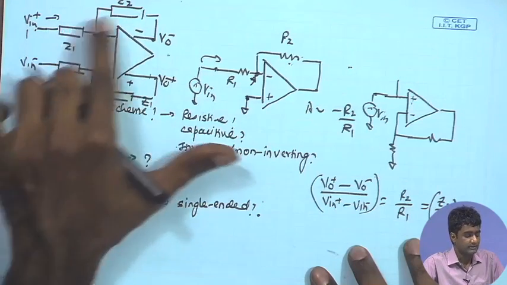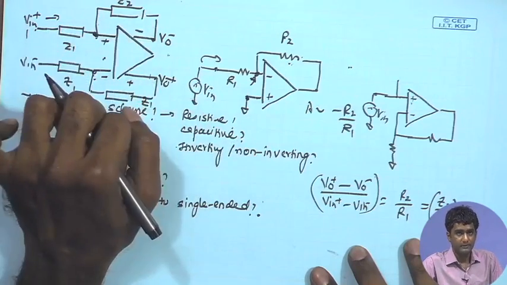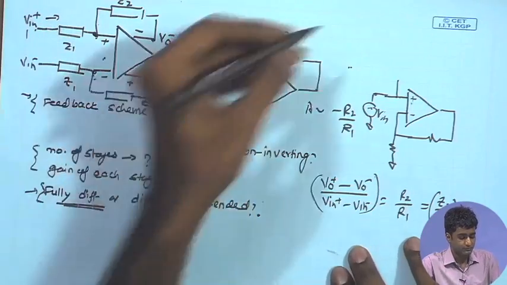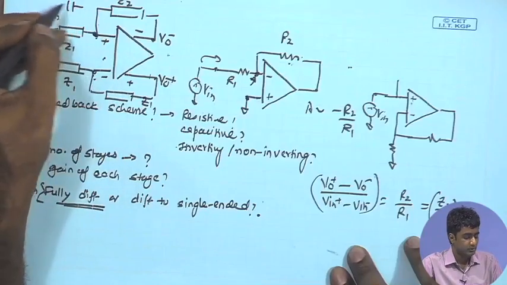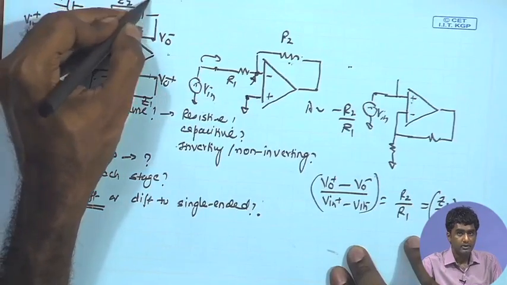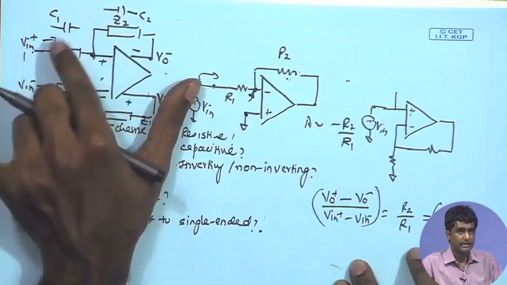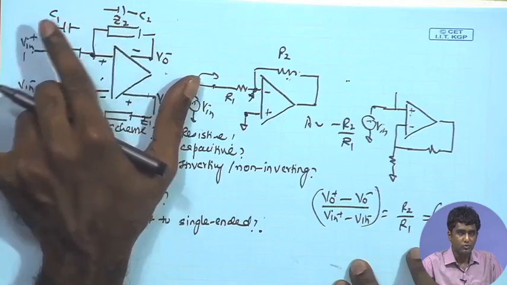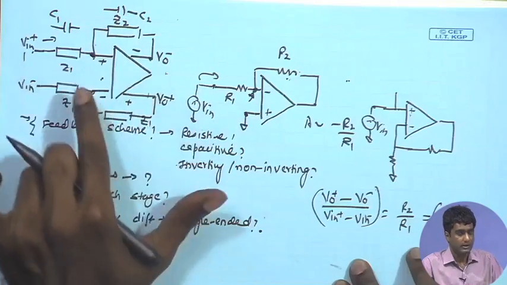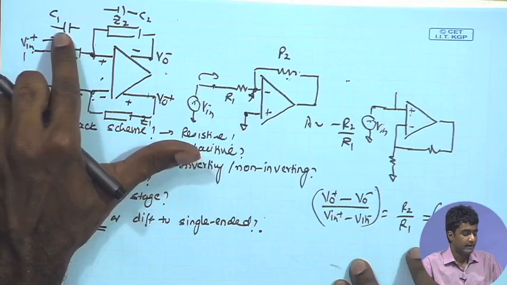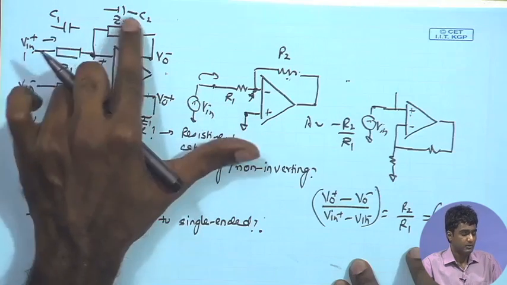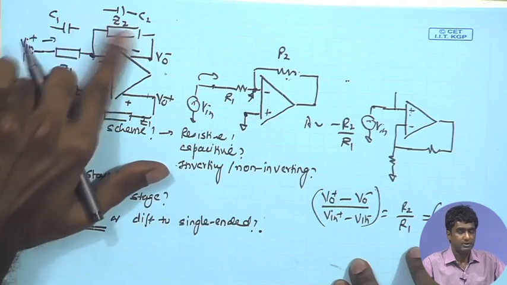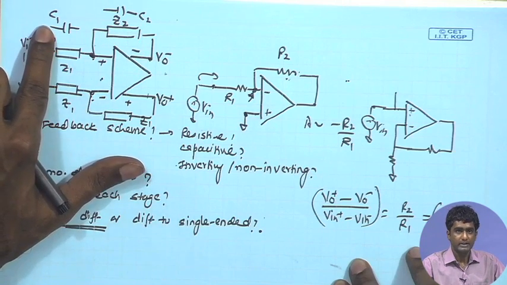So we can choose Z1 and Z2 as capacitors, so that the overall gain Z2 upon Z1 is determined by the capacitance ratio. So rather than going for a resistor, we will put capacitances C1 and C2 over here, and we know that in that case the ratio Z2 upon Z1 will be given by 1 upon SC2 divided by 1 upon SC1. So in that case, we can have the value of C1 as the larger one, C2 is going to be the smaller one, and the overall gain will be determined by the ratio of these two.